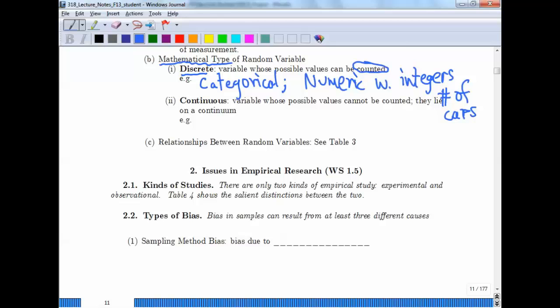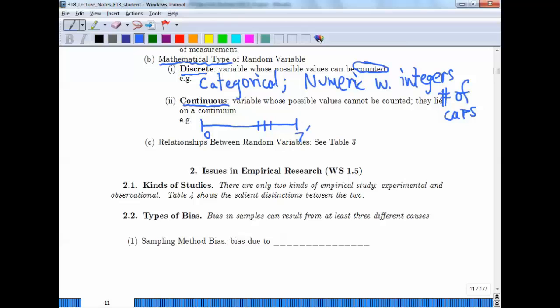On the other hand, a continuous variable is one that could go on a continuum. So for example, height, if we're talking about 0 to 7 foot tall, then anything in there could count. You could count fractions of inches. And therefore, between any two heights, you could always find another height that's continuous.